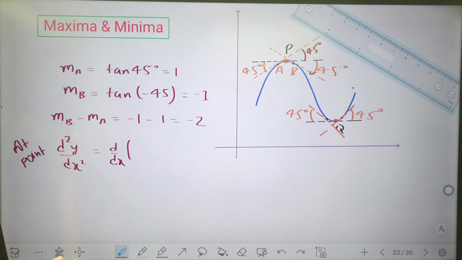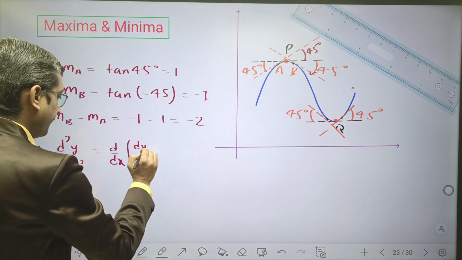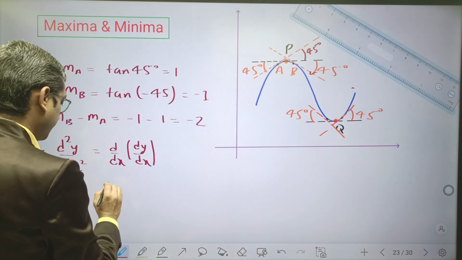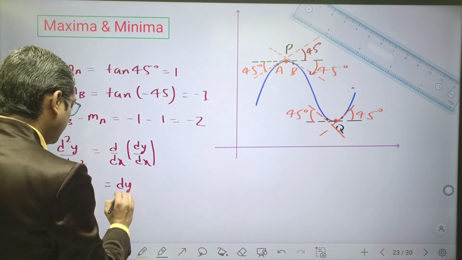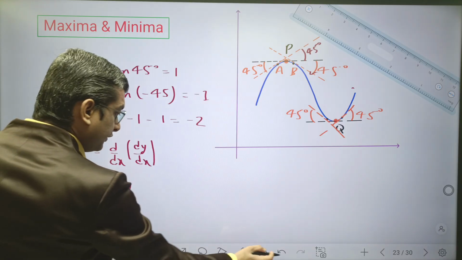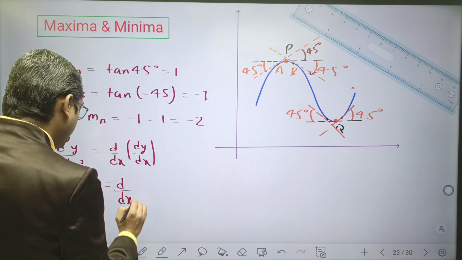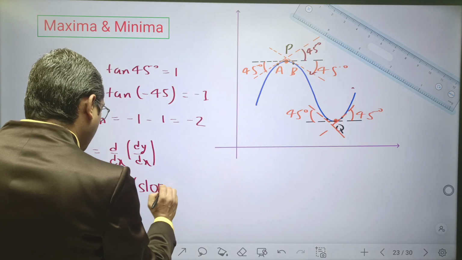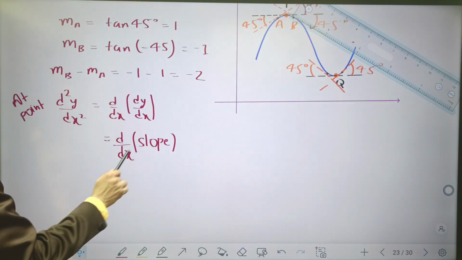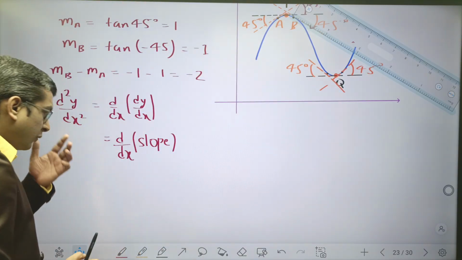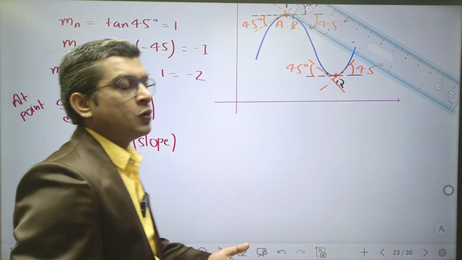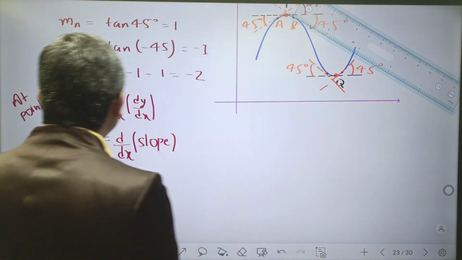Just as we have learned double differentiation. And what is dy by dx? This dy by dx is nothing but slope. So this is d by dx of slope. Are you getting it? D by dx of slope. So what is d by dx of slope? This is the rate of change of slope.